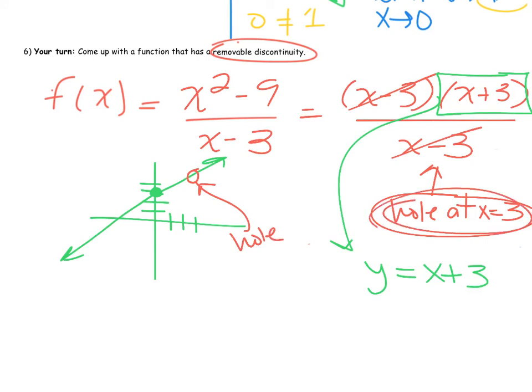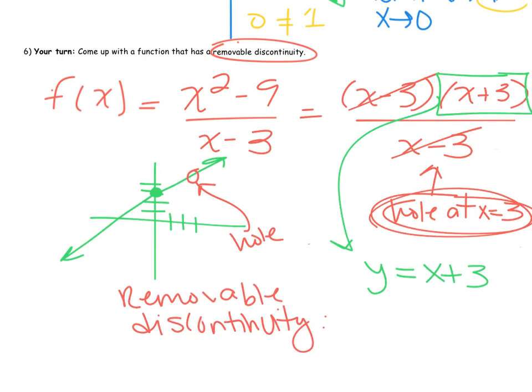So again, the reason why this would be a removable discontinuity is because there, again, is no actual y value when x equals 3. So we would say f of 3 is the empty set. There's no actual y value here. Empty set. There you go.